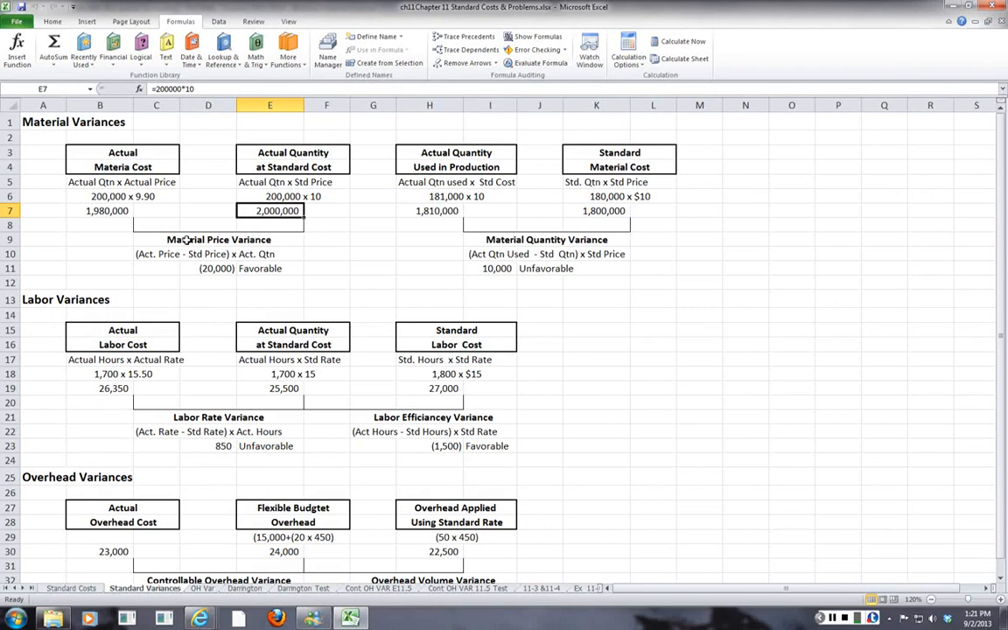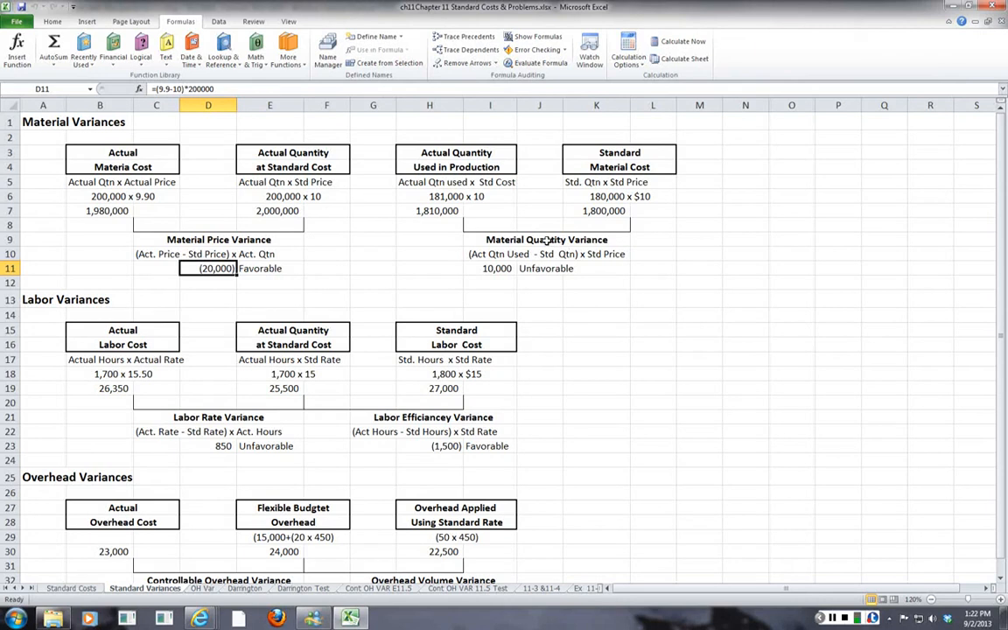So the material price variance is the difference between the actual price, $9.90, minus the standard price, which is $10, times the actual quantity. You take $9.90 and subtract $10 from it, and you get 0.10, or 10 cents, and that gets multiplied times the actual quantity of 200,000. So we come up with a favorable variance of $20,000. The reason it's favorable is because the actual price at $9.90 is lower than the standard price of $10. So anyway, that's how we come up with the material price variance.